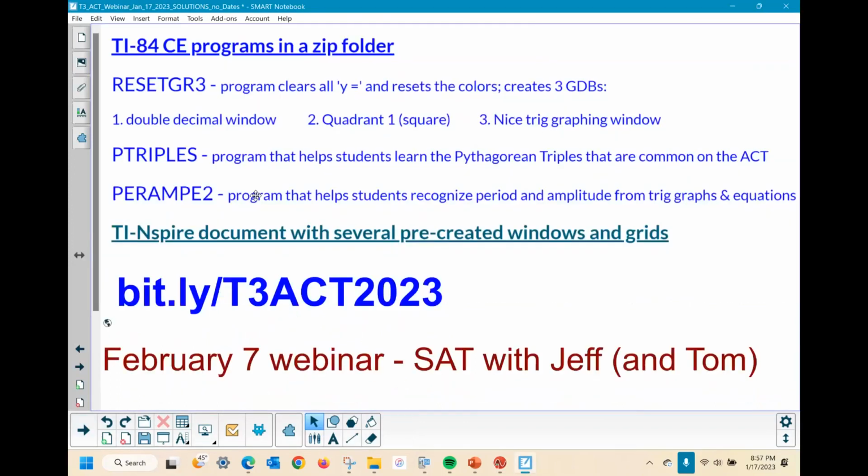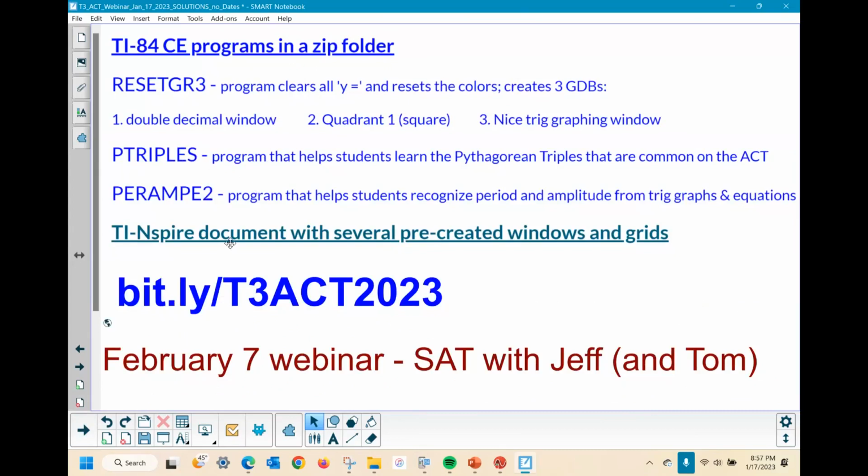And then the programs that are in the folder, Reset Graph 3 is there. And it also has 3 GDBs there in case you want to try those. Those are kind of cool. Pythagorean triples are there. Those are a program to help students learn those. And of course, the one I just talked about.